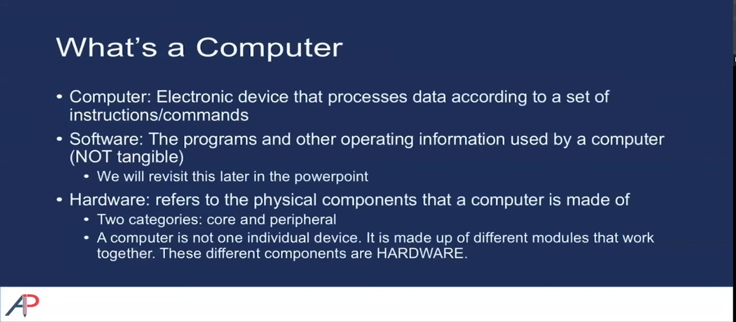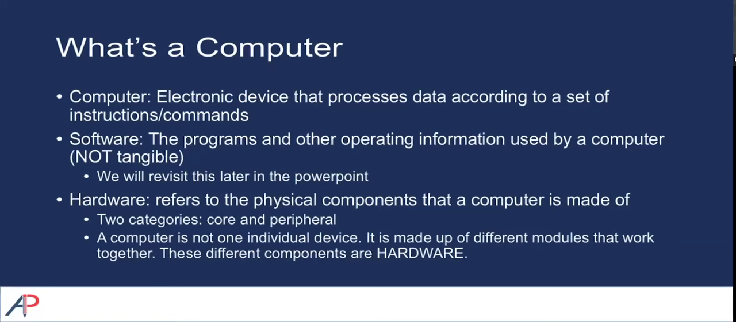So let's talk about what is a computer. A computer, by definition, is just an electronic device that processes data according to a set of instructions or commands. So your laptop, your desktop setup, that's a computer. It's exactly what you expect it to be. However, some people don't understand the difference between software and hardware. Computer is perfectly understandable for many, but let's talk about the difference between hardware and software.